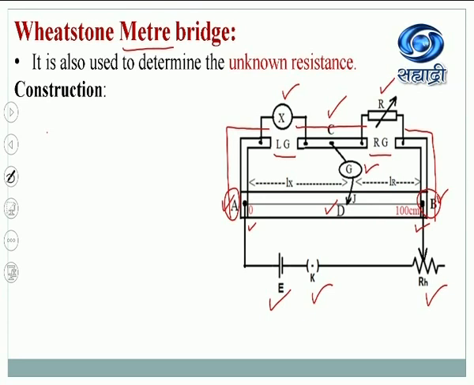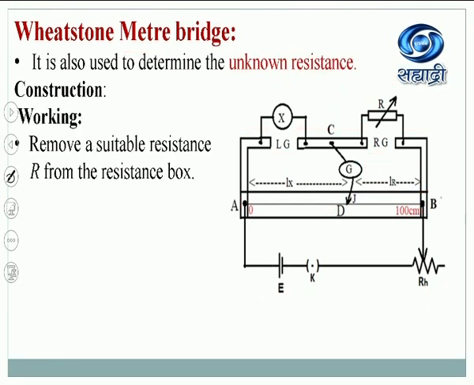Now we shall see the working of this Wheatstone meter bridge. Now see here, remove a suitable resistance, say this is R, from the resistance box. How much the value of suitable resistance is will depend upon where you want actually the balancing point. Balancing point is mostly taken at the middle 1/3 of the wire, that we shall see later on.